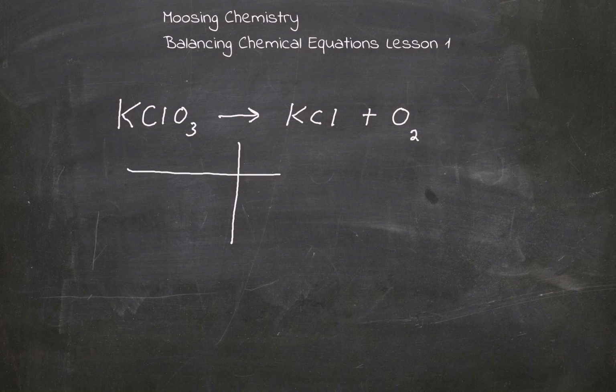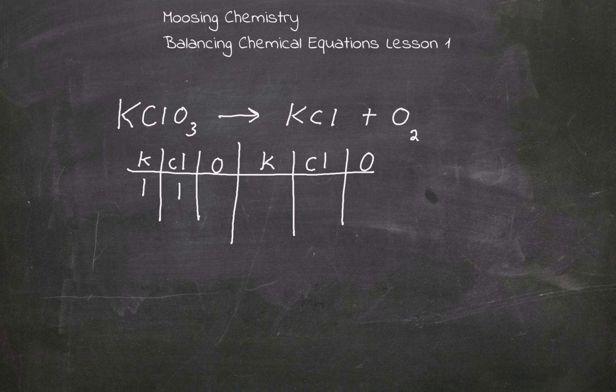This table is set up and will look something like this, and we go K, Cl, O, K, Cl, and O. Now, when we look at this, we have 1 potassium, 1 chlorine, and 3 oxygen. Here we have 1 potassium, 1 chlorine, and 2 oxygens.